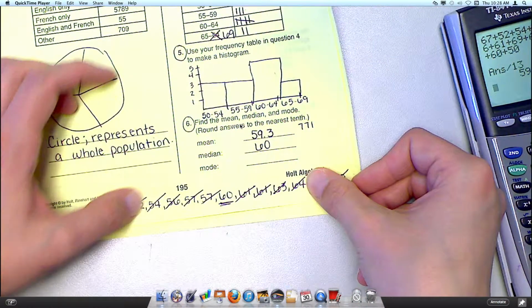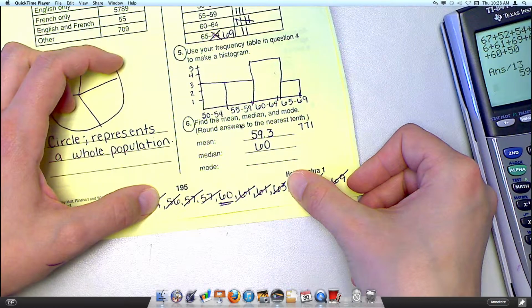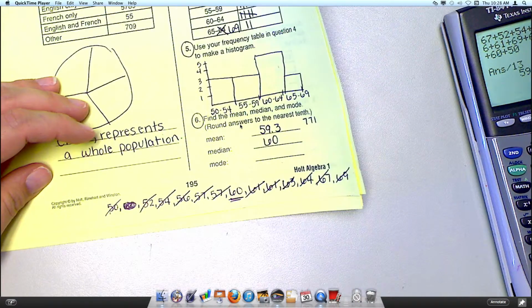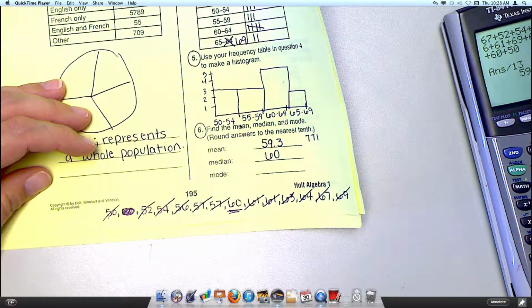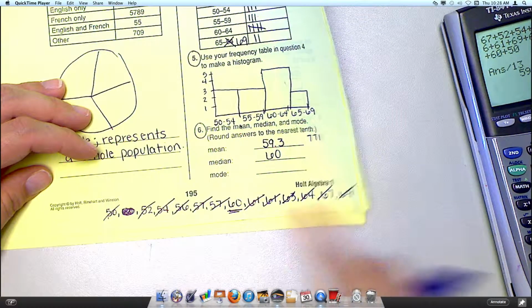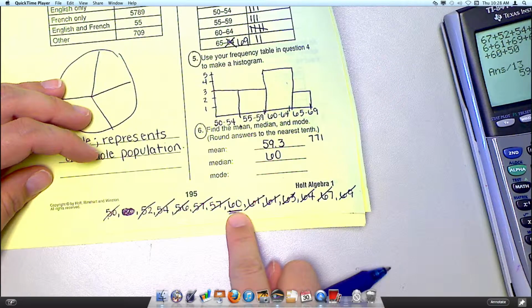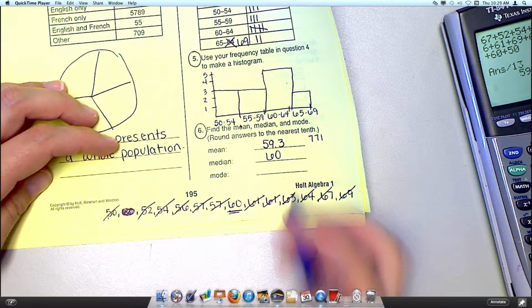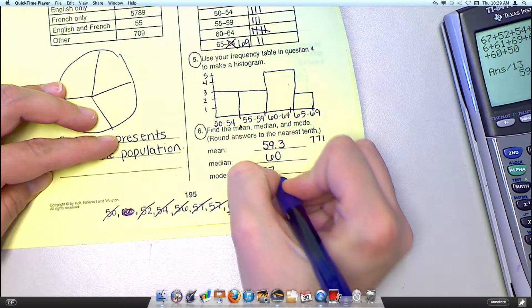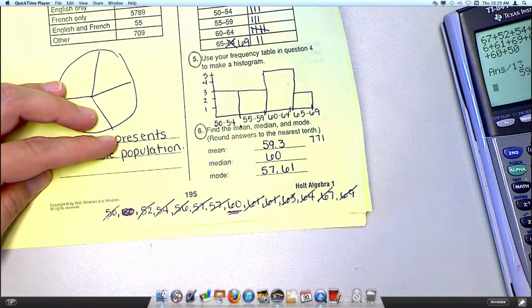Okay? The other thing you could do is, what's half of 13? Do you know? 6.5. So that means you're going to cross off 6 on either side and have 1 left in the middle. Okay? You see that I have 6 crossed off here and 6 crossed off here? So 60 is my middle. What's my mode? I didn't even look. What is my mode? 57 and 61 both show up twice? Good?